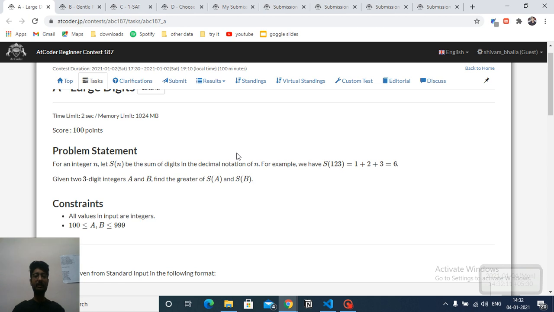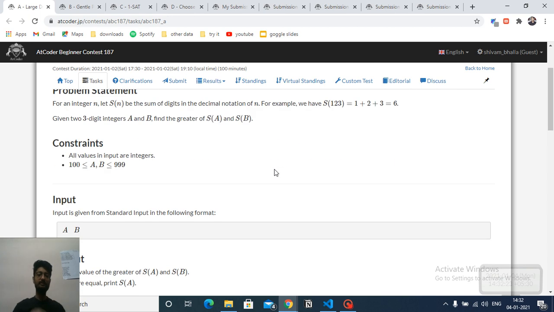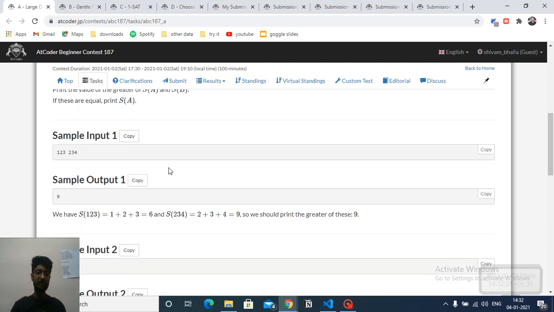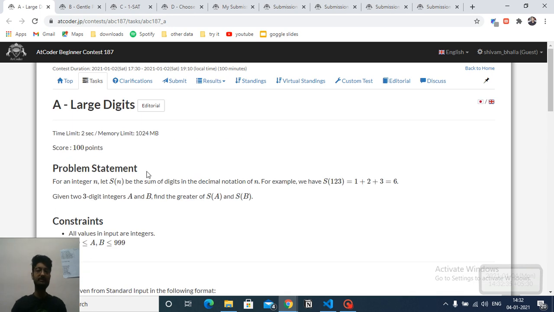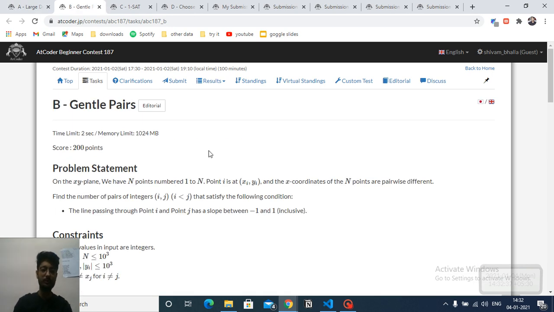It states that you are given a 3-digit number and S of n is the sum of the digits of that number. So as you can see, S of 123 is the summation of 1 plus 2 plus 3, and you are given A and B, which are 3-digit numbers, and you find out which of them is maximum. So you have to just find out the sum of digits of both of these numbers, 1 plus 2 plus 3 and 2 plus 3 plus 4, and whichever is the maximum, just print it out. So it's very simple. You can write the code of this yourself. So I'll move on to the second question now.